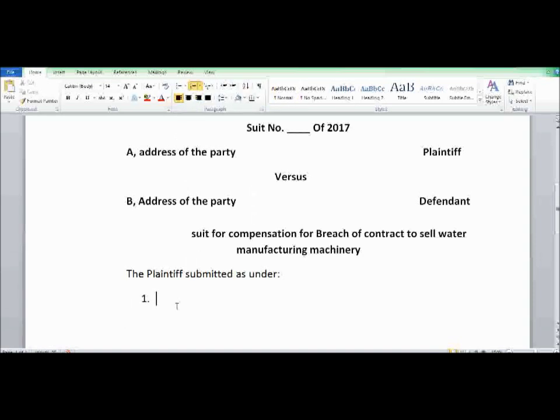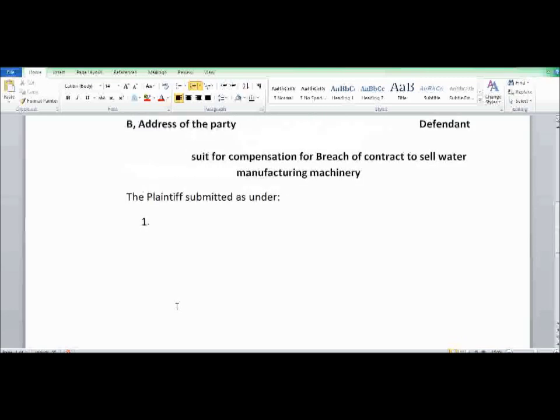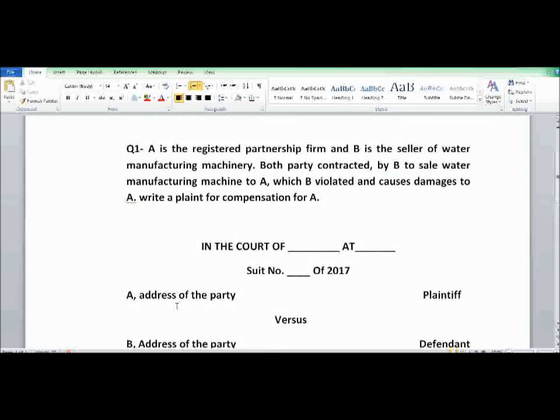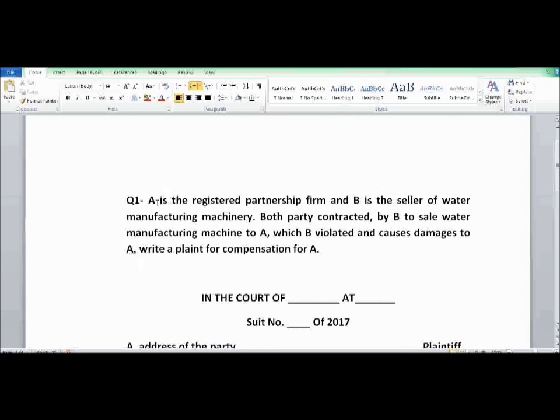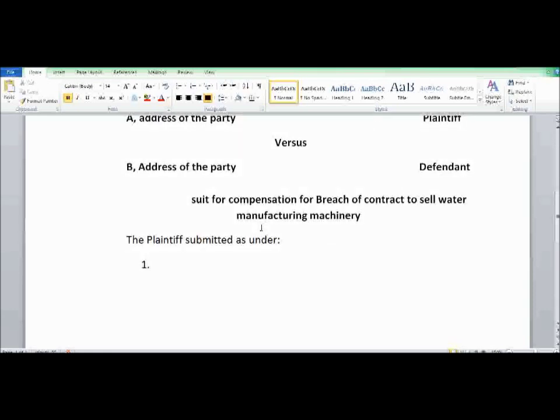Now we will construct a plaint. There will be a couple of grounds on which we will base our plaint. So here we will again take the question. Here we know that A is a registered partnership firm and B is a seller of manufacturing machinery of aerated water. So now we will take this point into consideration and let us start. We will write every sentence starting from that.